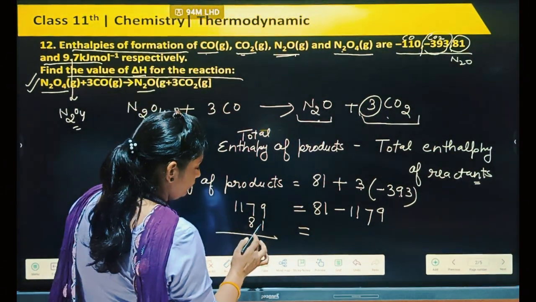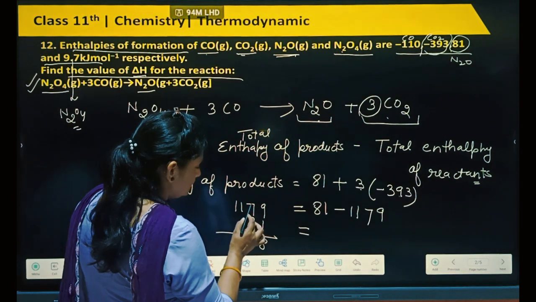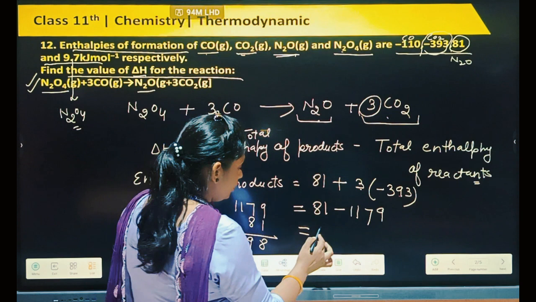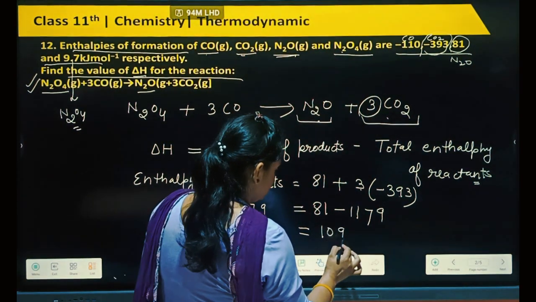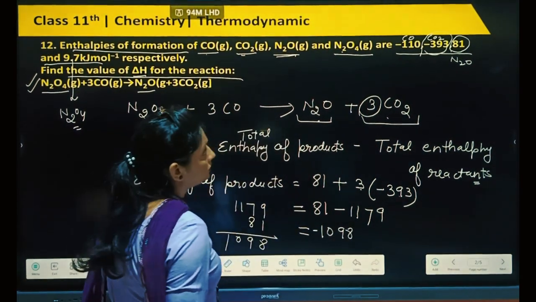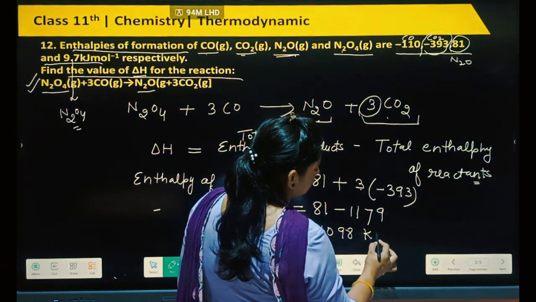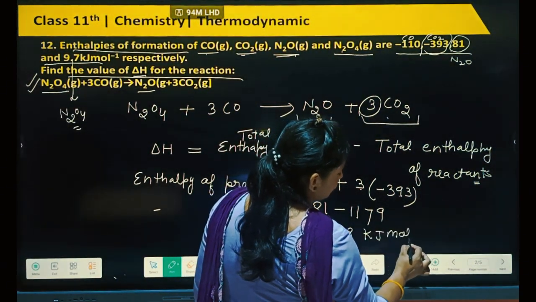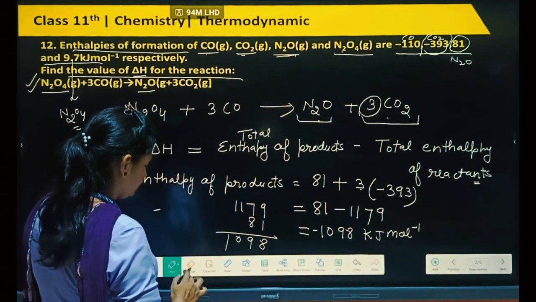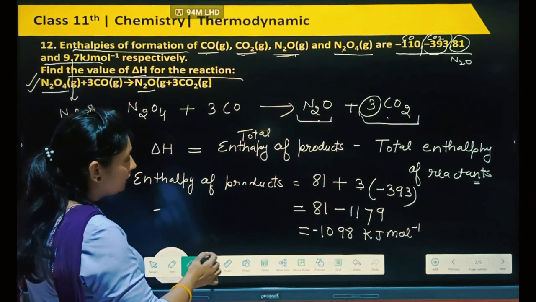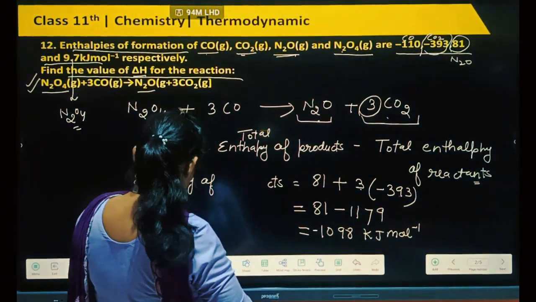9 minus 8, 1. 17 minus 8, 9, 0, 1. Around this you are having the value in kilojoule per mole. So student, this is the enthalpy of the products.